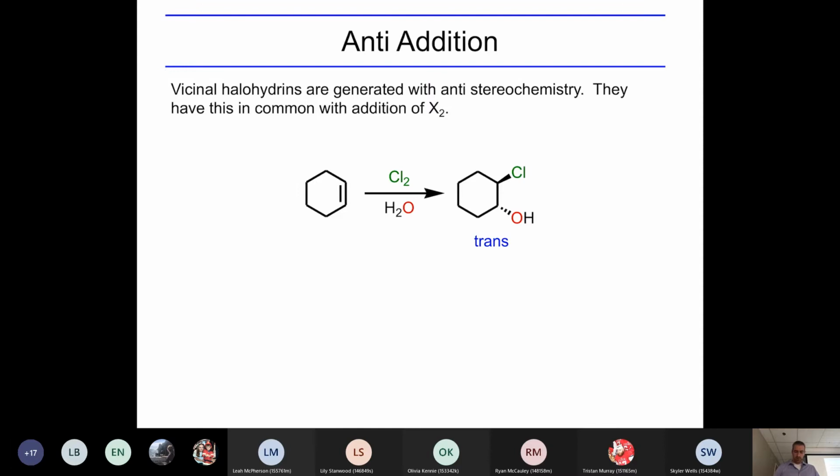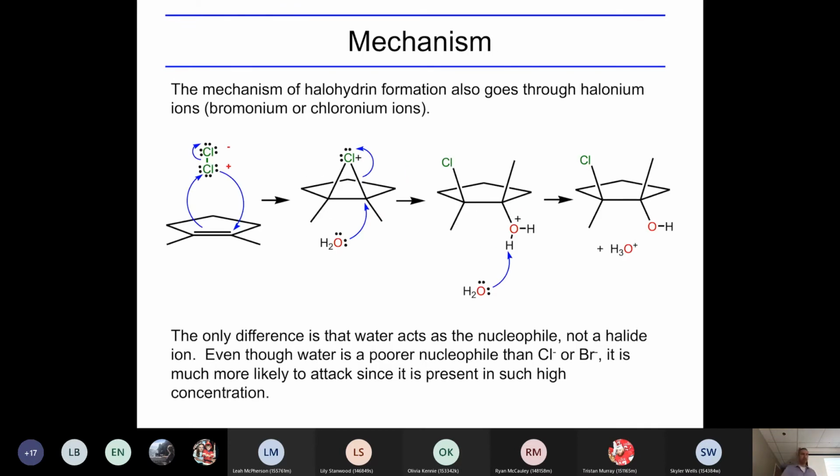So yeah, chlorine will add, chlorine goes to one side, OH goes to the other, and notice that the product here is trans. So it has the same stereochemistry as if you just added Cl2 or just added Br2 in a nonpolar solvent. Okay, so it certainly looks similar at this stage as the previous reaction. The mechanism actually looks very, very similar as well.